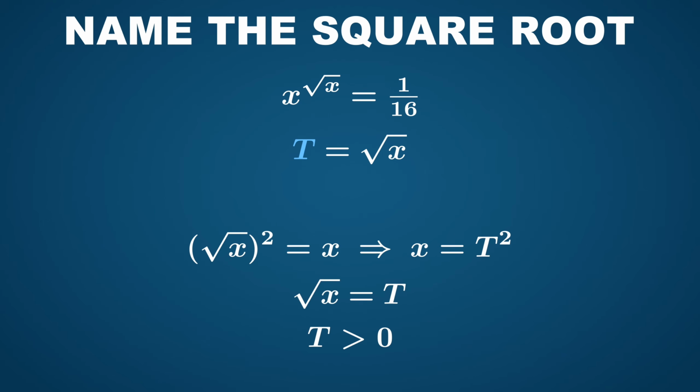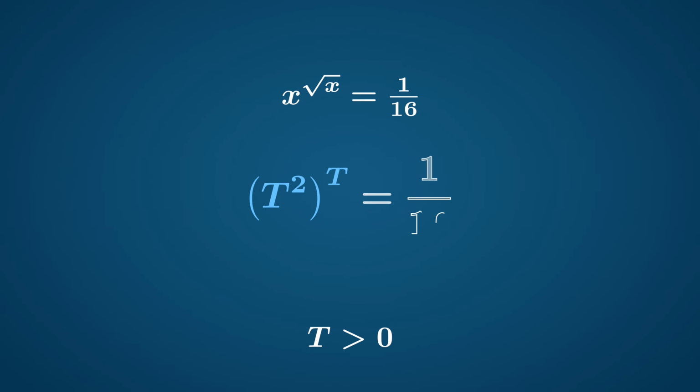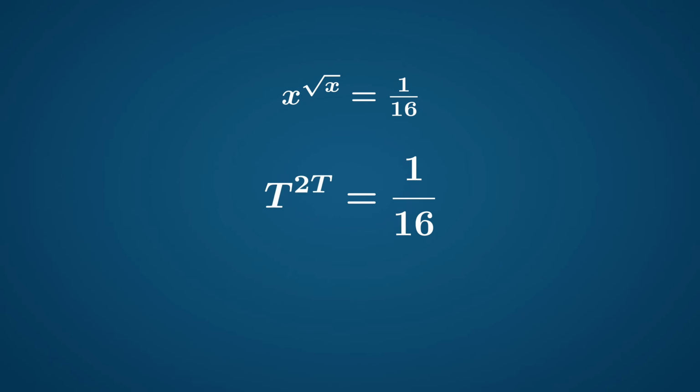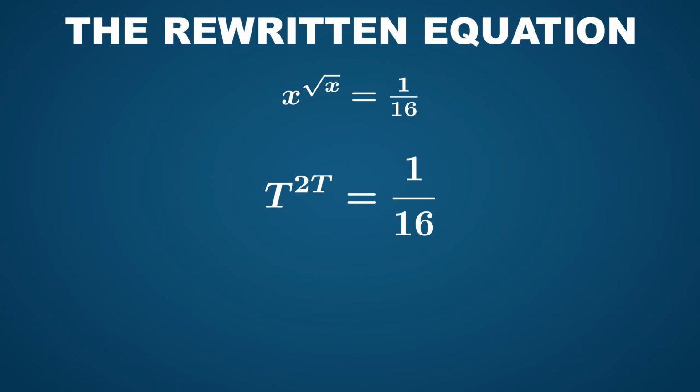And the exponent, the square root of x, is exactly t itself, so the equation becomes t squared, raised to the power t. A power of a power multiplies the exponents, by the standard rule. 2 times t is that product, so the left side is t to the 2t. Our equation now reads t to the power 2t equals 1/16.